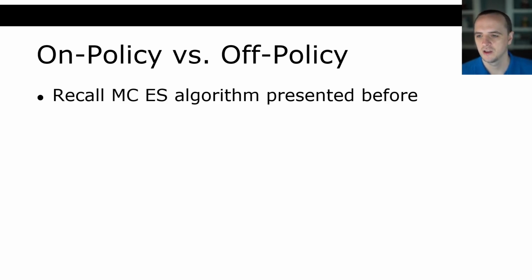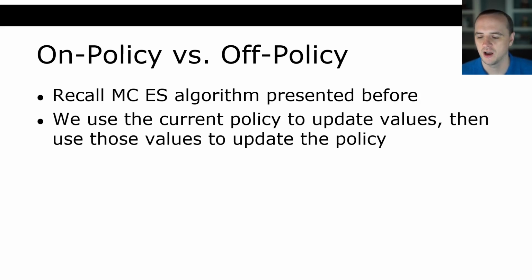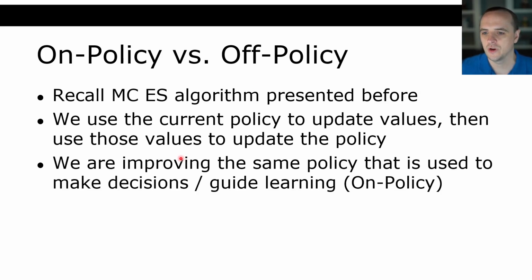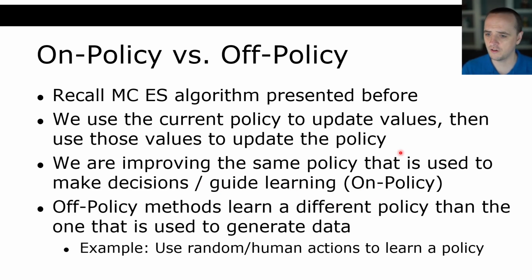What does that mean? So first, let us recall the Monte Carlo exploring starts algorithm that we showed before, right? So we have a Monte Carlo algorithm that's going to go through an episode before it updates returns. What we did with that is we used the current policy to update the values, and then we used those values to update the policy. Okay, so in that example that we showed last time, we are improving the same policy that is used to make the decisions or guide the learning. That's called on-policy learning.